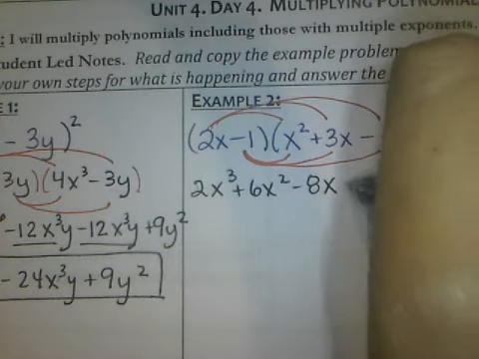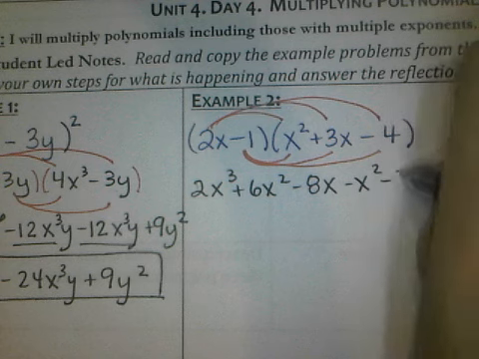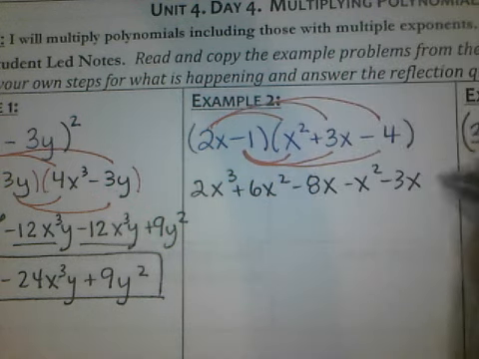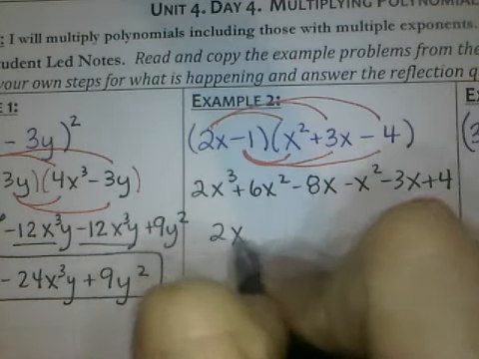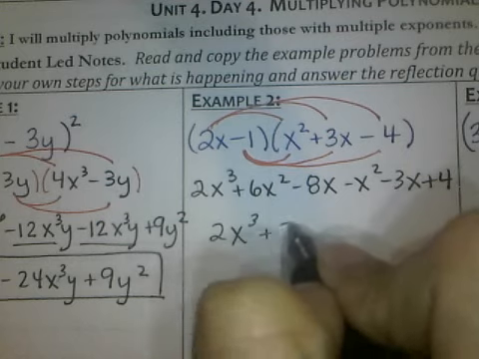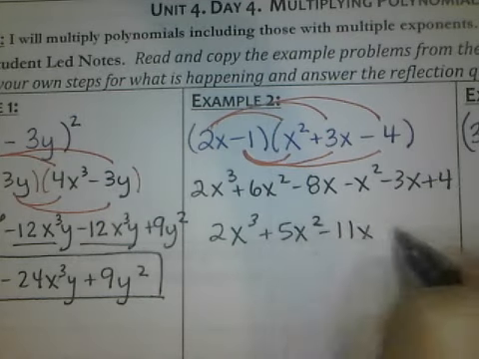Negative 1 times x squared is negative x squared. Negative 1 times 3x is minus 3x. And negative 1 times negative 4 is plus or positive 4. When I add like terms, my final answer becomes 2x cubed plus 5x squared minus 11x plus 4.